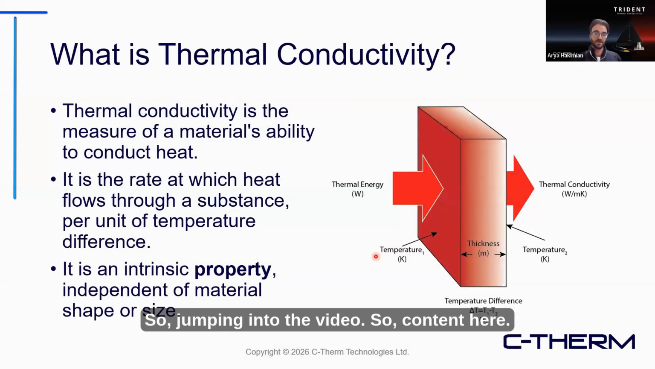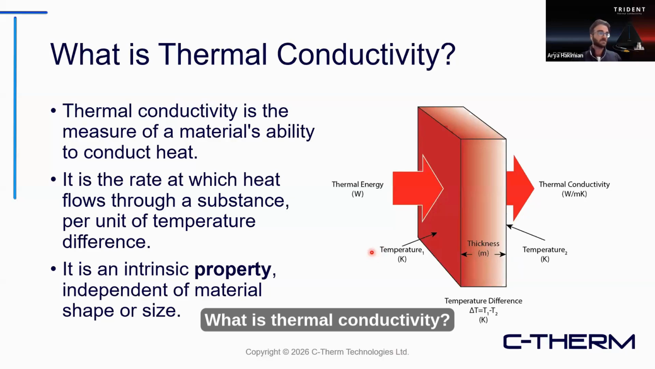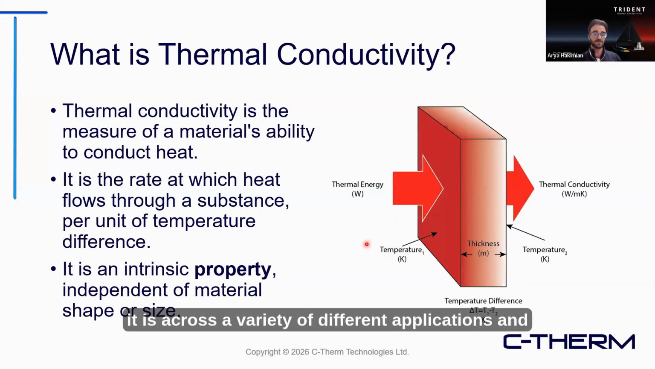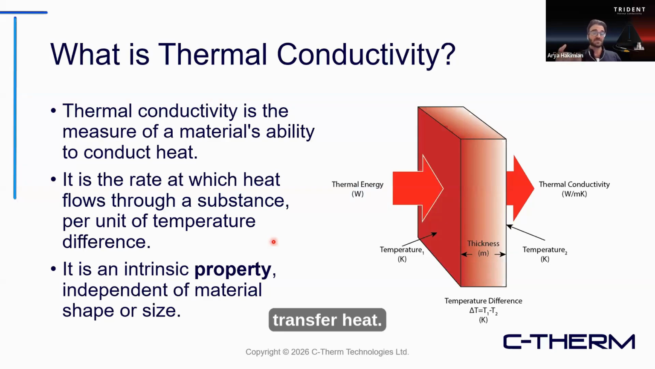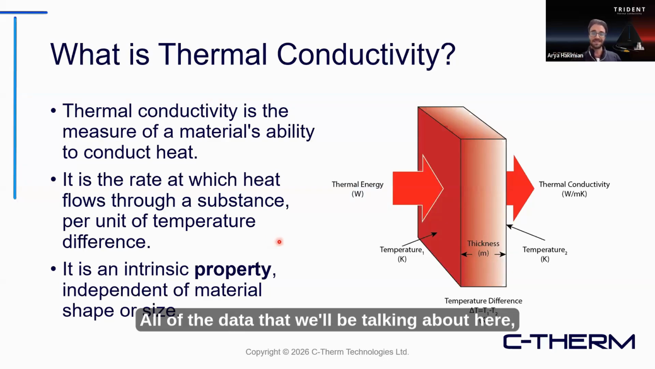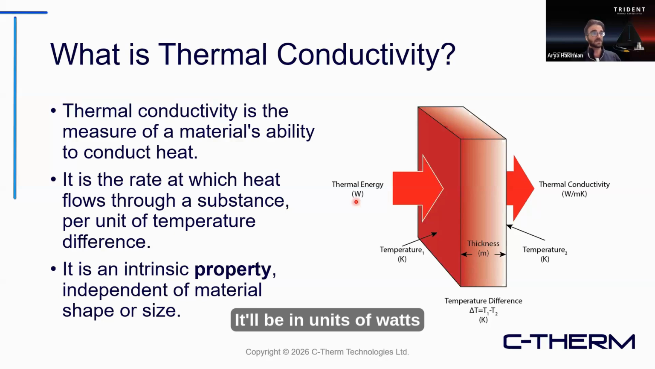So jumping into the content here, what is thermal conductivity? In terms of its use case, it plays across a variety of different applications and industries, but it all centers around thermal management, heat dissipation, and how we quantify this. Thermal conductivity describes a material's ability to conduct or transfer heat. All of the data that we'll be talking about here, when we show examples, will be in units of watts per meter Kelvin.